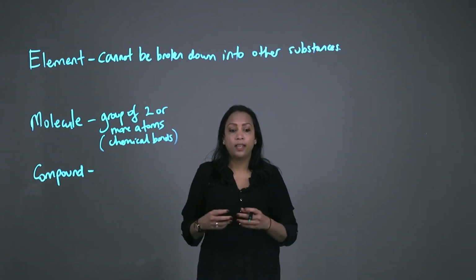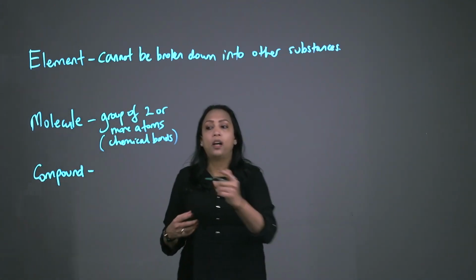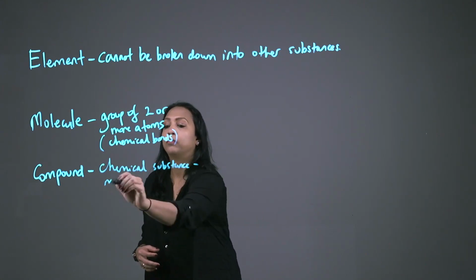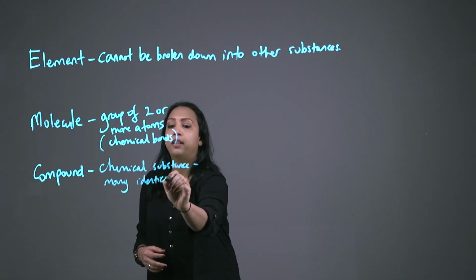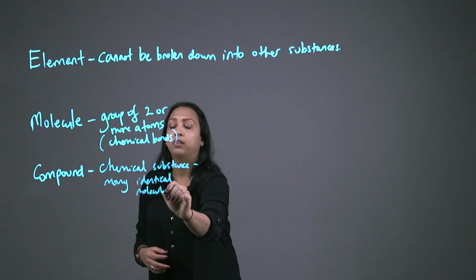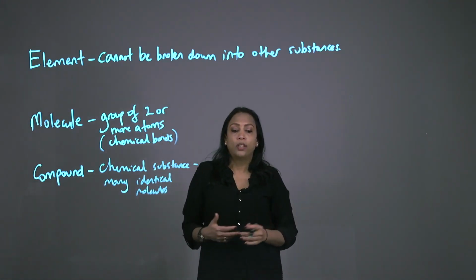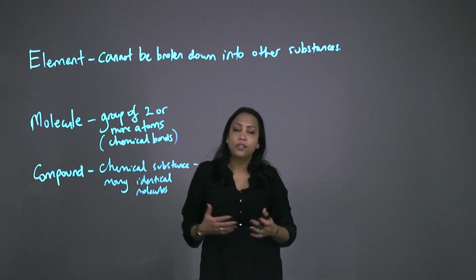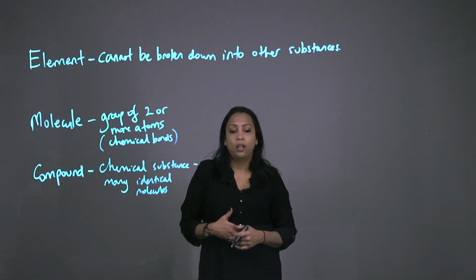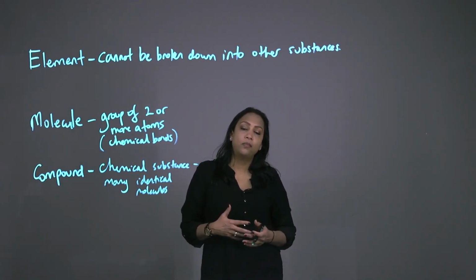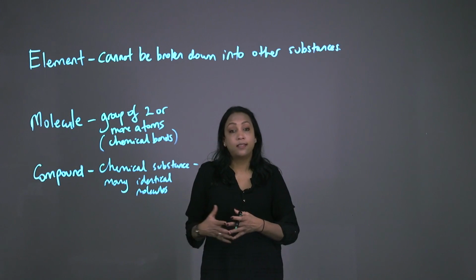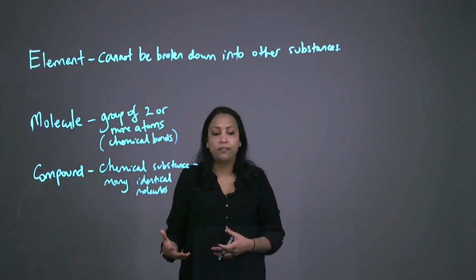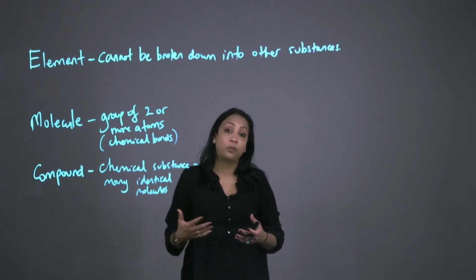Now, a compound is a chemical substance comprised of many identical molecules. Now, these molecules will contain atoms from more than one chemical element held together by chemical bonds. So a molecule consisting of atoms of only one element is therefore not a compound. A compound often looks and behaves differently from its constituent atoms.